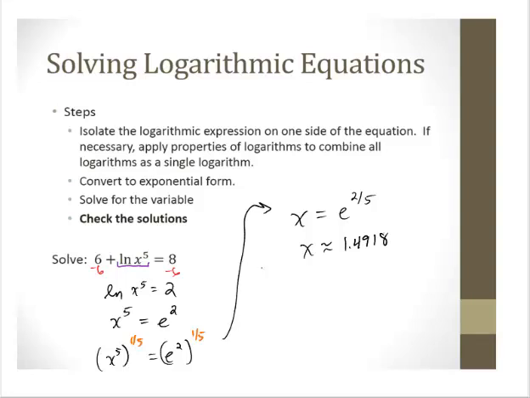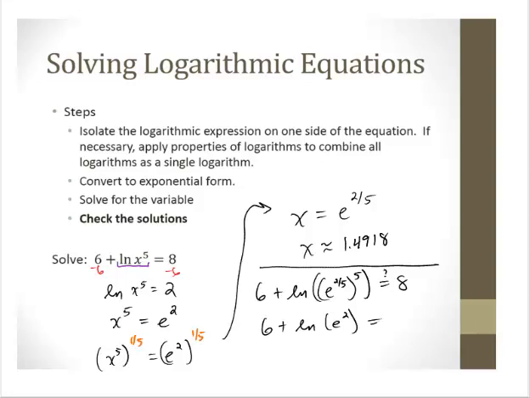Now let's check our work with this. I'm going to use the exact form. So if I have 6 plus the natural log of e to the 2/5 to the 5th power, is this equal to 8? E to the 2/5 to the 5th, using our properties for exponents, that's e to the second. So that's 6 plus the natural log of e to the second. The natural log of e to the second is 2, so that's 6 plus 2, which is 8. Alright, so I'm confident in my solution.